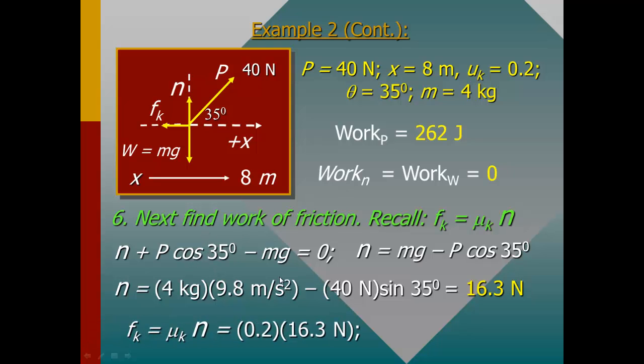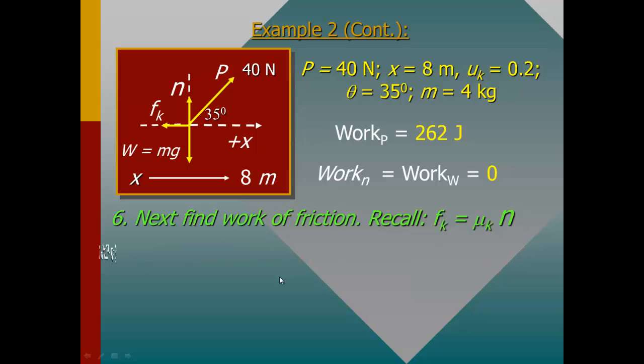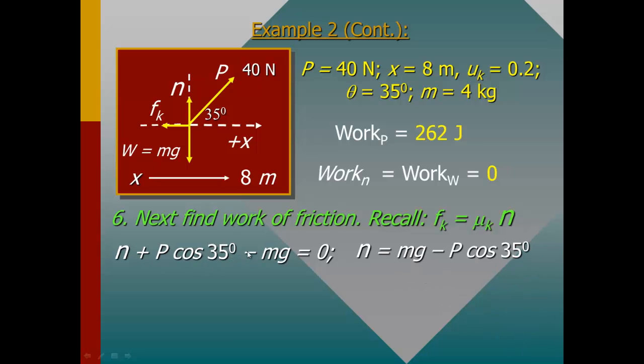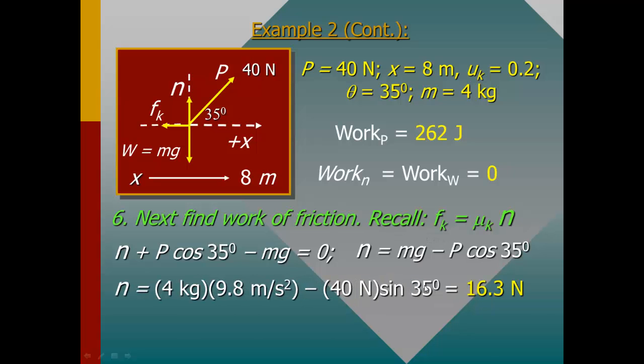So let's go back and see if we can correct this, because this is wrong. What this is supposed to show us is that the normal force plus the sine of this angle minus the weight is equal to 0. So that the normal force is the weight minus the sine. This should be the sine. And here, magically, it's corrected.